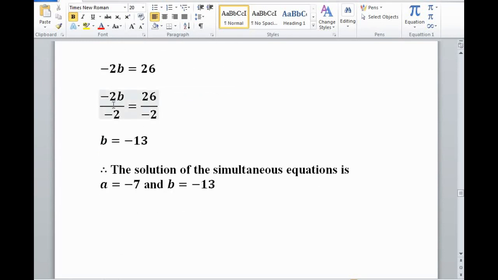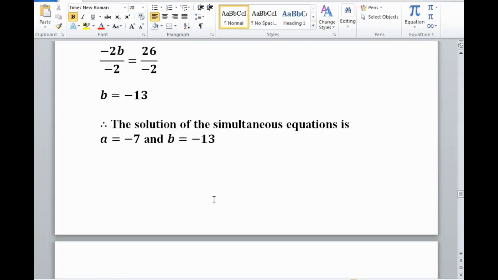Okay, now to get b alone, I'm going to divide negative 2b and 26 by negative 2. So on the left side, we know that negative 2 will cancel out negative 2. And on the right side, 26 and 2 have a common factor, which means 2 times 13 is 26. So b equals negative 13. So the solution of the simultaneous equations is a equals negative 7 and b equals negative 13.